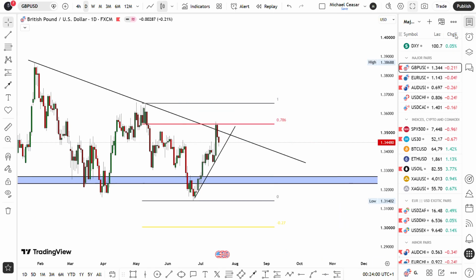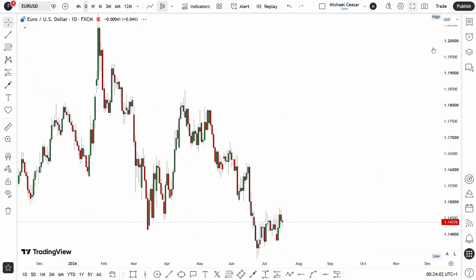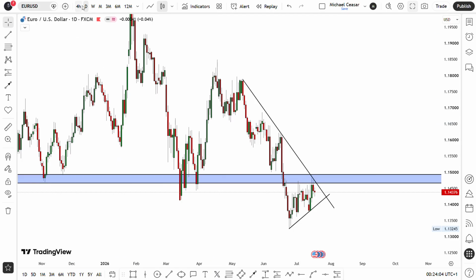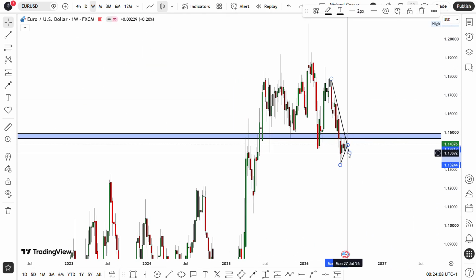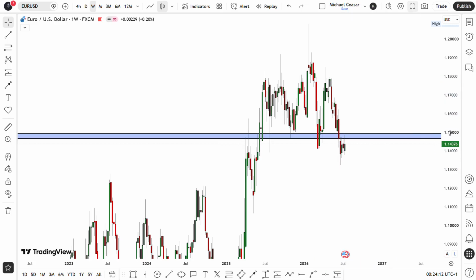Let's make our way to Euro USD. Euro USD is very simple. From our analysis, let's do quick analysis. Quick analysis, right? So from everything we've been talking about, I'm not here to do a top-down analysis.